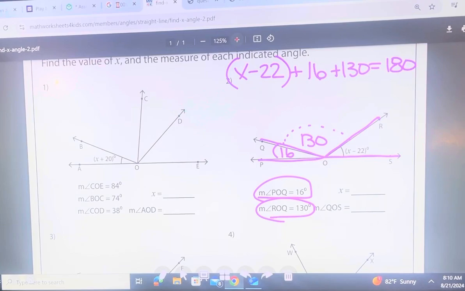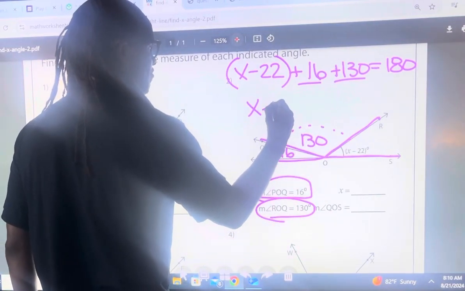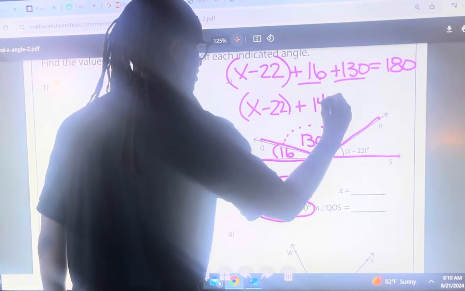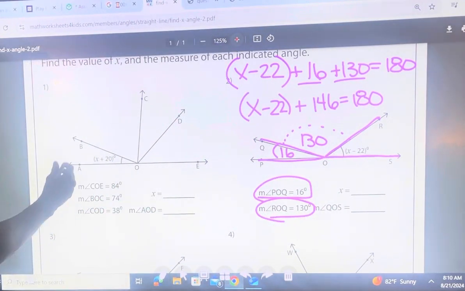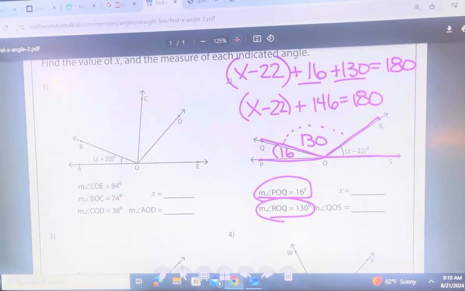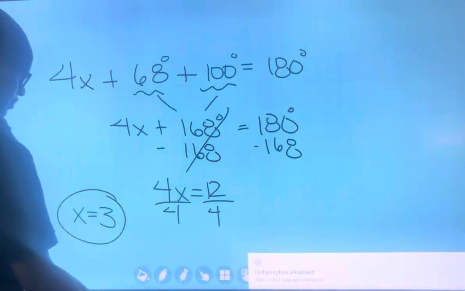Same as last time. What do you do first? Combine like terms. 16 and 130 make what? 146. 146 equals 180. Hold on, let me go to the next sheet because I'm running out. X minus 22 plus 146.